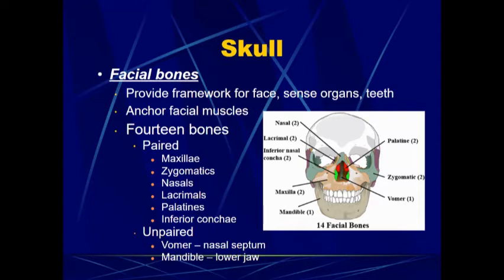There's only 2 that are unpaired: the vomer, which forms the nasal septum, and the mandible, which forms the lower jaw. Similarly to the cranium, you will not need to be able to label all of those 14 bones on a diagram, with the exception of the mandible. You definitely should know where the mandible is on a diagram. The other interesting thing about the mandible is that it is the only movable joint of the skull, which allows us to eat and then talk as well.